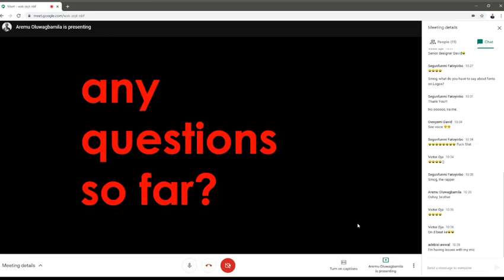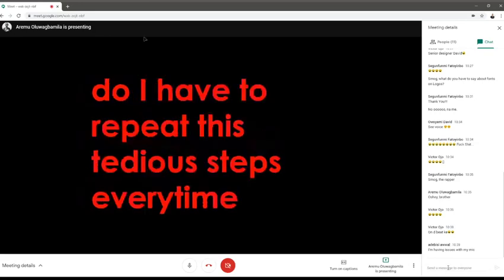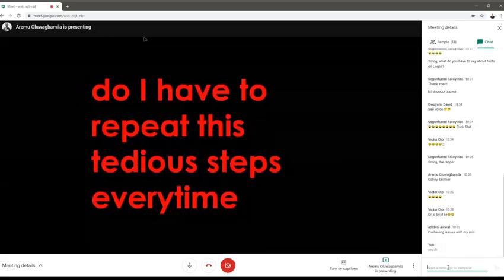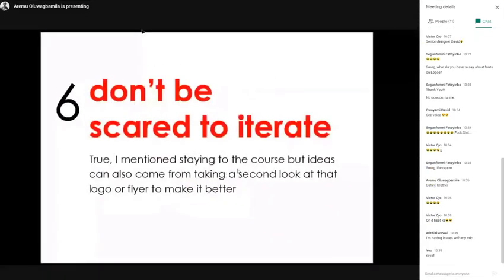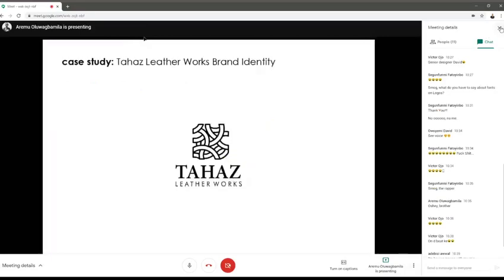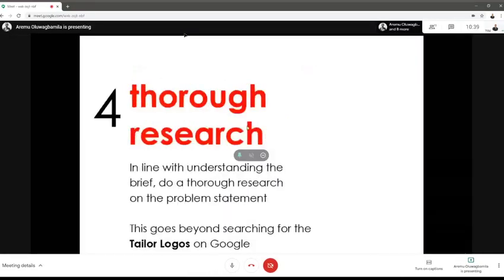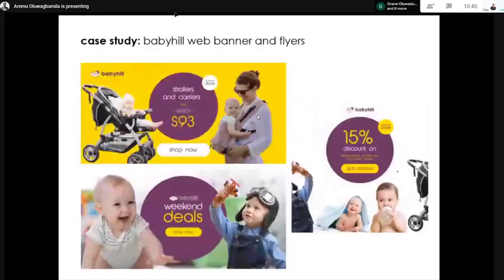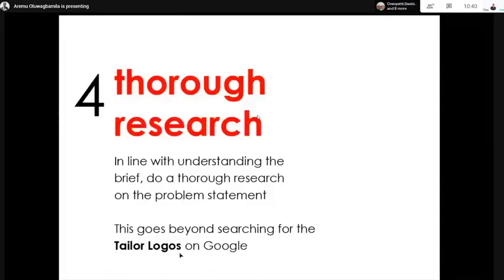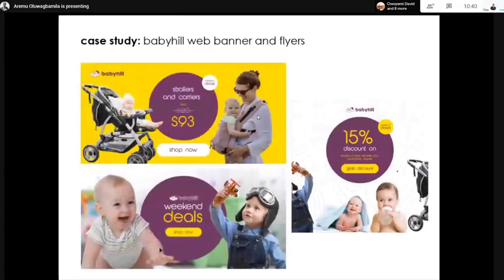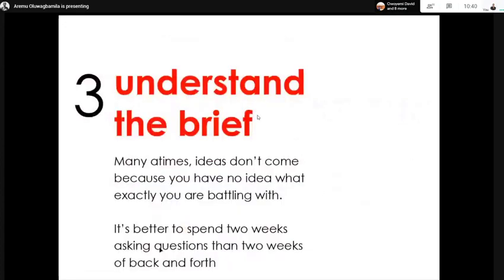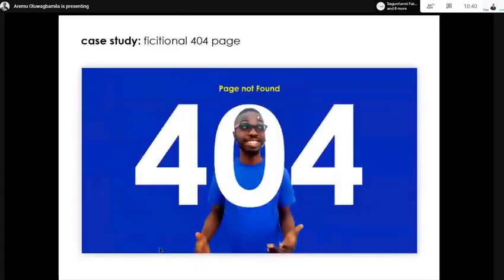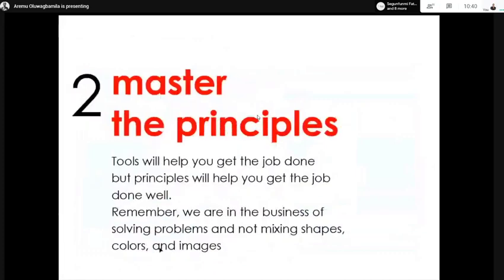So let's continue. Now, let's be honest with ourselves. If you look at all this process: say, iterate, execute, fetch, thorough research. You know, the word here is not just research, it says thorough research. That's why I put it here, that don't just go to Google and search for tailor logo. That's not what we're asking you to do. Understand the brief, master the principles, master the tools.